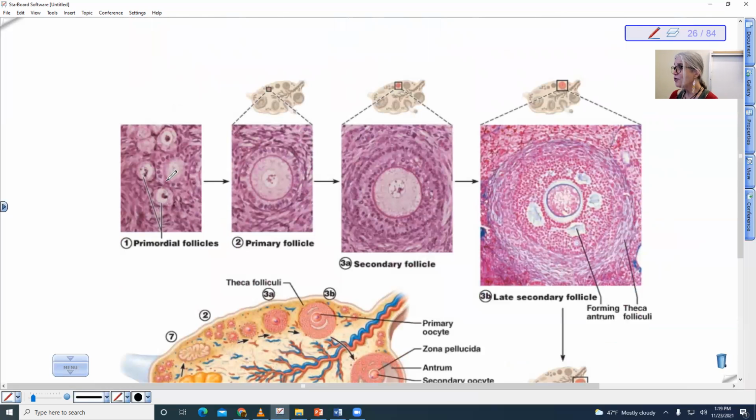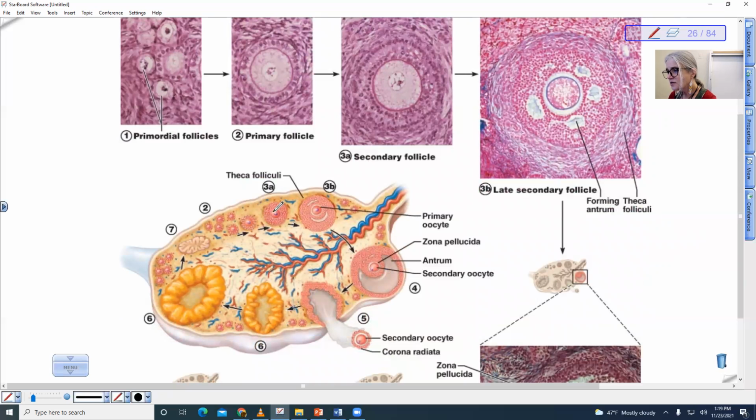The primordial follicles are in prophase 1, and you are born with them. Every month, one is chosen as the dominant follicle, and oogenesis is going to proceed through meiosis one. It's going to complete meiosis one. This is called the primary follicle. The secondary follicle has a layer of granulosa cells shown right here. Down here you can see the oocyte, then you have a thick layer of granulosa cells, and around the outside, you have the theca folliculi.